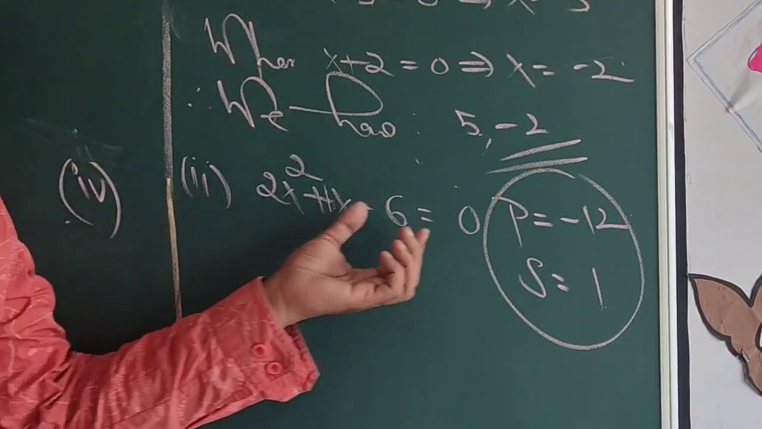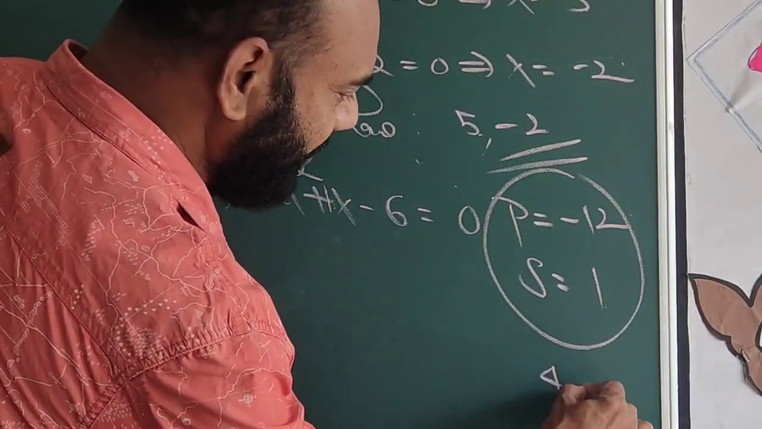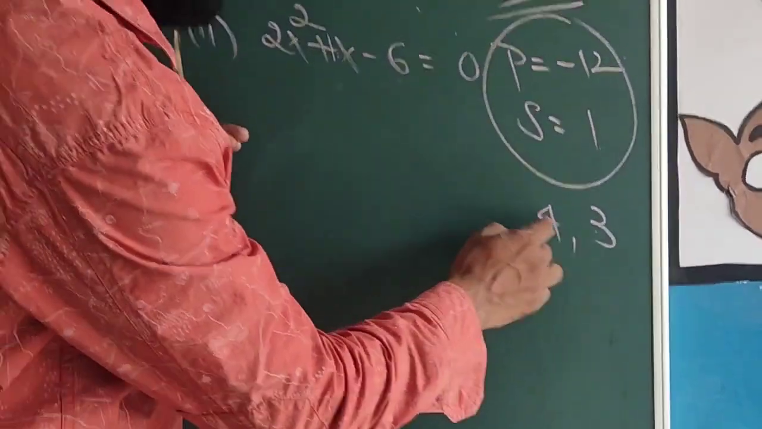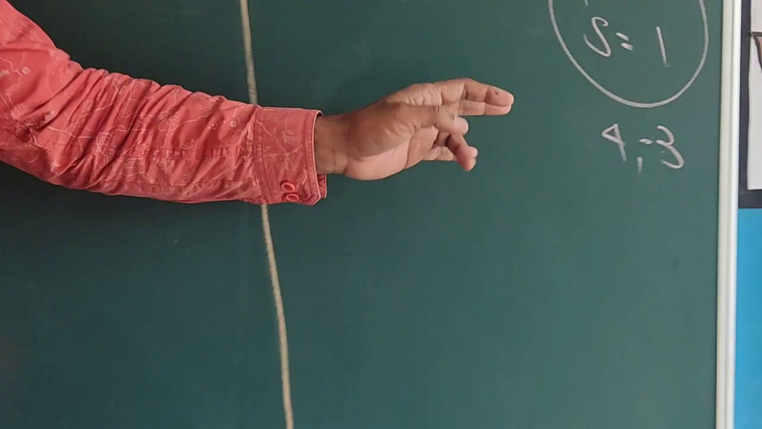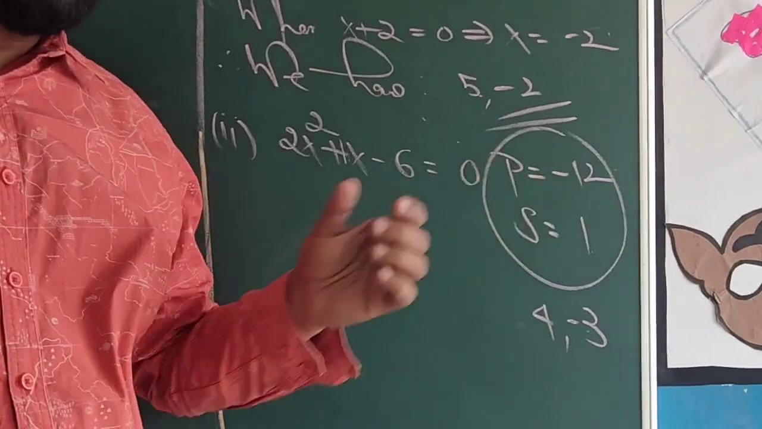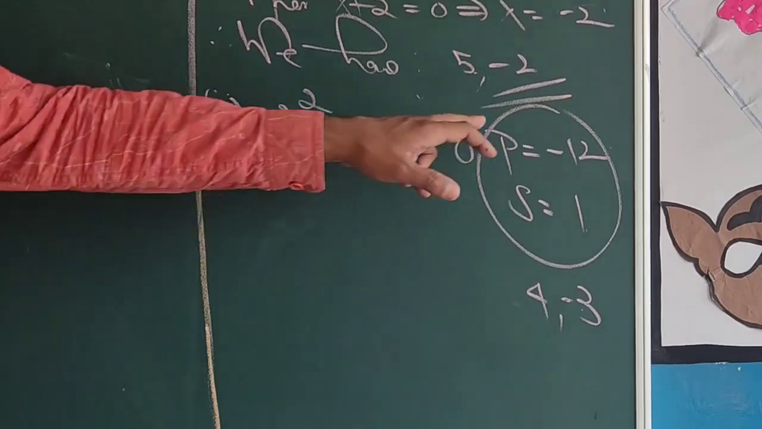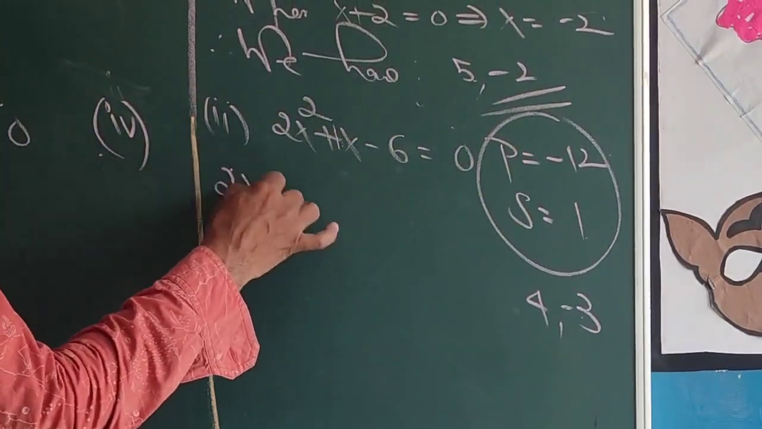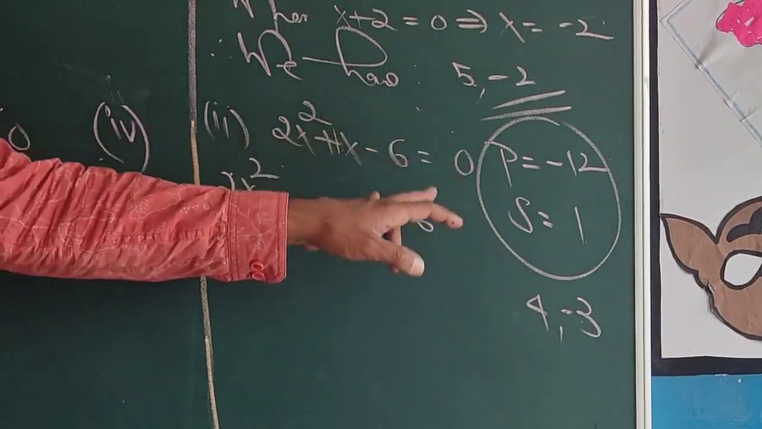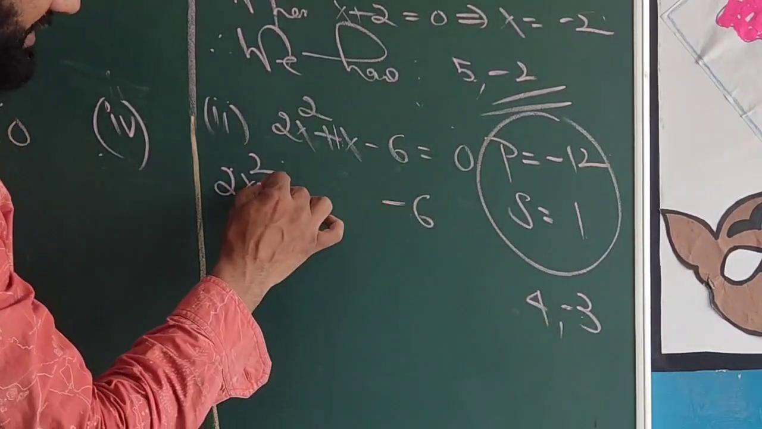Now we find the factors of 12 having sum 1, and these two factors are 4 and 3, because the difference between 4 and 3 is 1. Now we take 4 as positive and 3 as negative, because 4 plus minus 3 equals 1, and 4 multiplied by minus 3 equals minus 12. So 4 and minus 3 are suitable factors of 12 which satisfy these two conditions. So this can be written as 2x square, minus 6 also, and we split only the middle term, and 1x can be written as 4x minus 3x.